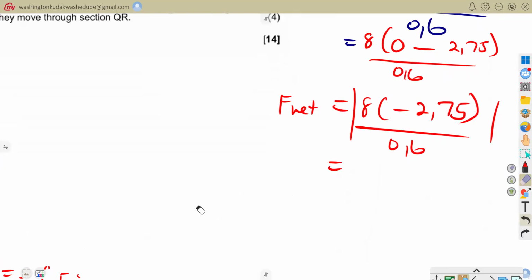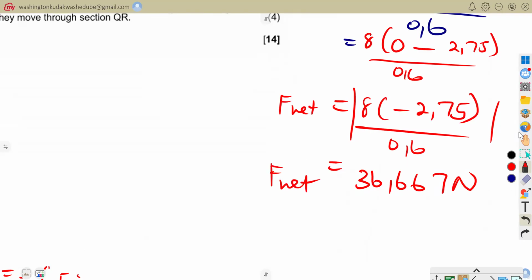Now let's punch in our calculators. We will say 8 times 2.75 divided by 0.6. I'm getting an answer of 36.667 newtons. That becomes my net force. So that is what I was supposed to calculate there.